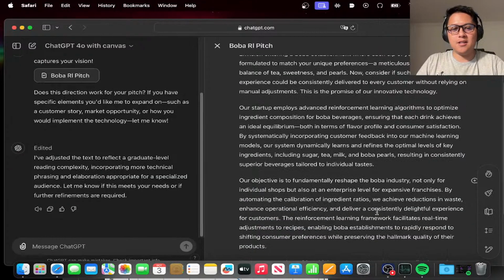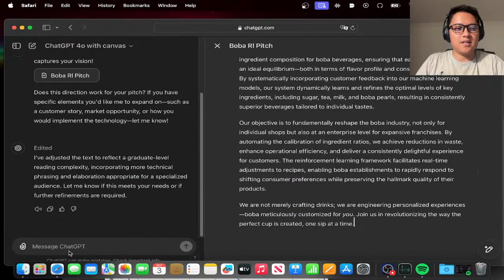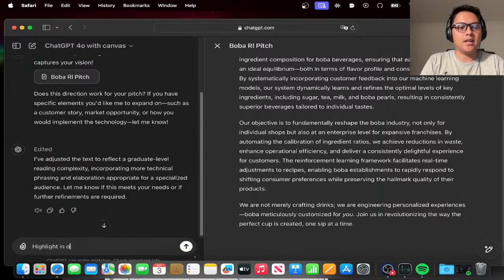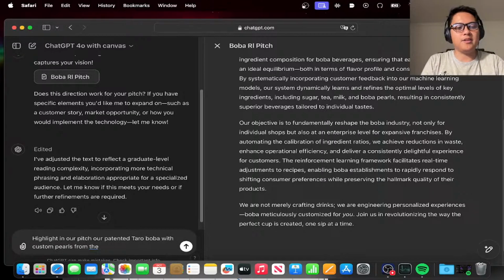Let's see. Add an example of highlight over here. Highlight in our pitch our patented taro boba with custom pearls from the, I don't know, Taiwanese forests. I don't know. I just made that up.